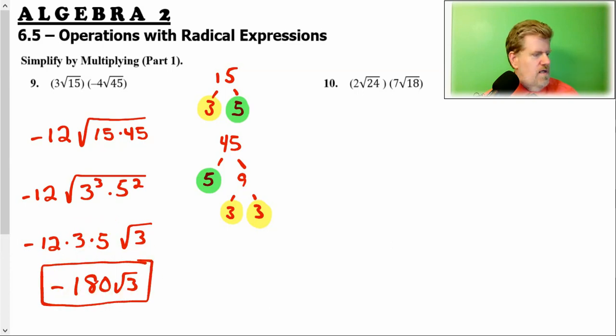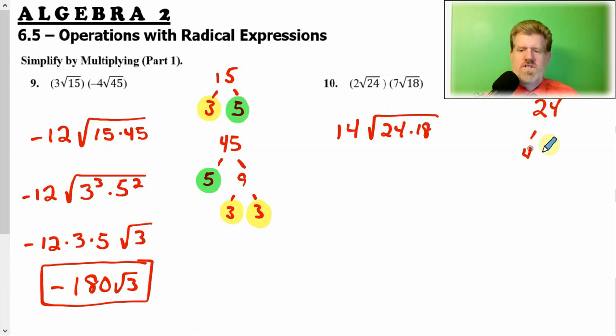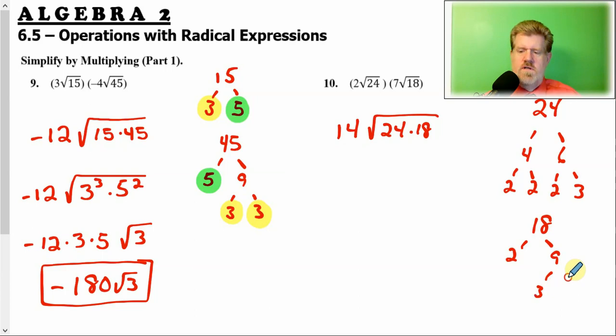Okay? All right, let's do one more, then we'll stop this video. 2 and 7, not under the radical, we multiply them together. 24 and 18, we're going to multiply them together. But instead of multiplying them just to break them apart, let's just break them apart now. 24. What do you want to do? 4 times 6, which means it's a 2 and a 2 and a 2 and a 3. Good job. 24. All right, 18. 2 and 9. 9 breaks down to 3 and 3.